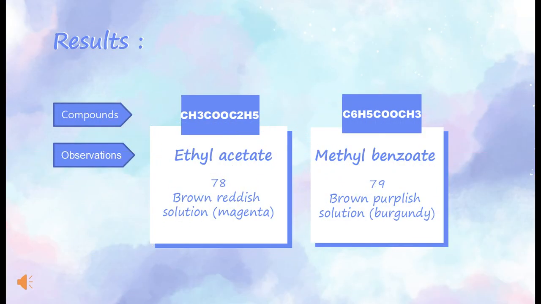So now moving on to the results. For compound ethyl acetate, I put clip 78 as my observation, because in that clip what I can observe is a brown reddish solution, or the magenta colored solution. And for compound methyl benzoate, I chose clip 79 because in that clip I can observe a brown purplish solution, which is a burgundy colored solution.